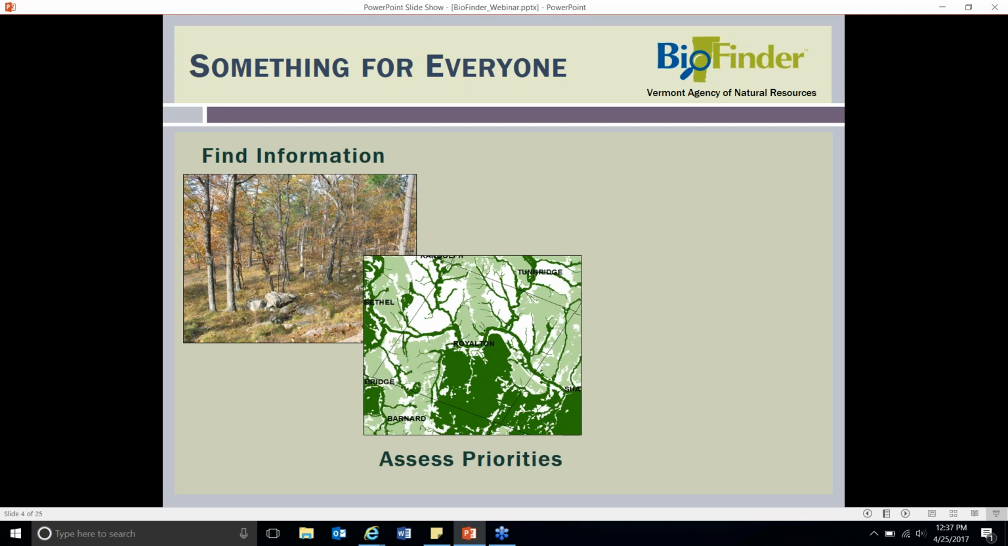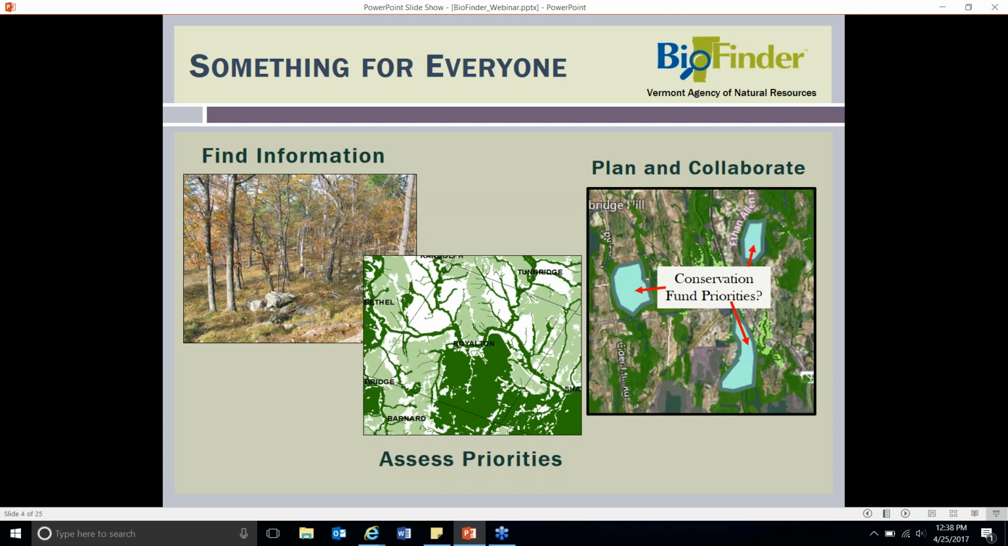There's also a tool in BioFinder for assessing priorities. Many people who work with conservation planning have tried in the past to look at various parts of their landscape and try to decide, well, where should we focus our efforts when we're working on conservation? Is that wetland over there more important, or should we focus on this place where wildlife cross the roads? And so this gives a very preliminary view of ways to assess priorities across the landscape.